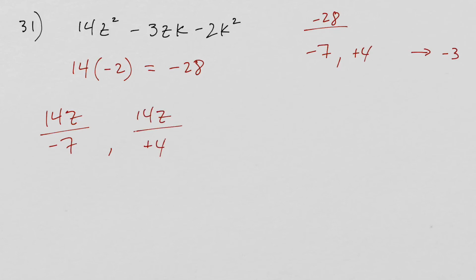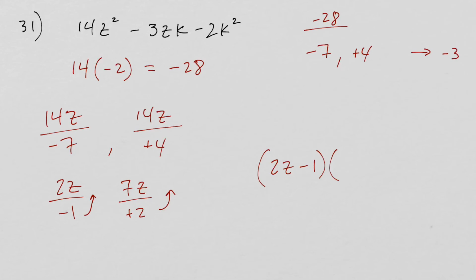These reduce. The first one becomes 2z over negative 1. The second one becomes 7z over positive 2. And I just pop these up. So my final answer will be 2z minus 1, 7z plus 2.